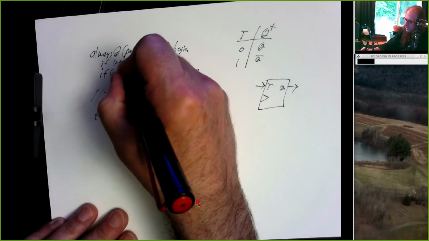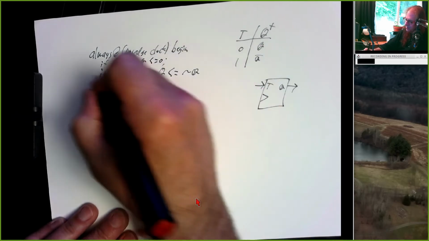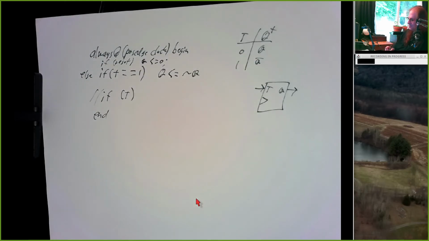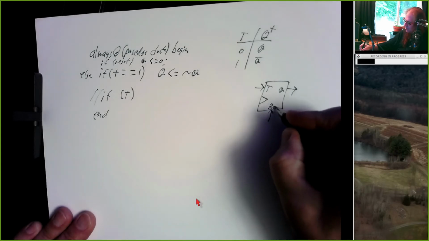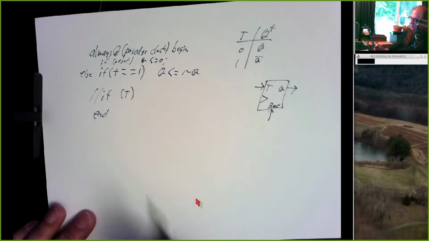So if reset, then set Q equal to 0, else if T equals 1, set Q equal to not Q. So now we've added a synchronous reset, so that if this line is high when the clock ticks, the output goes to 0.